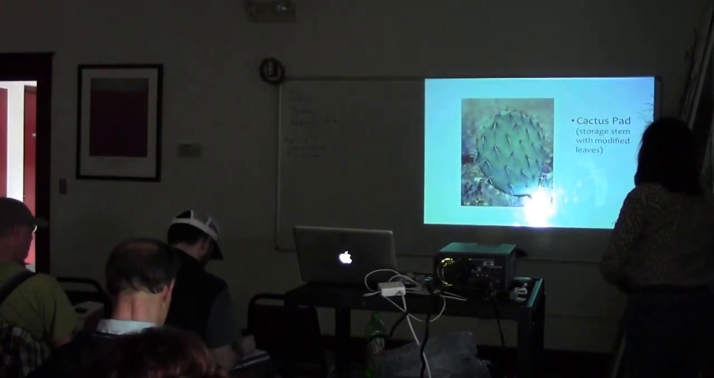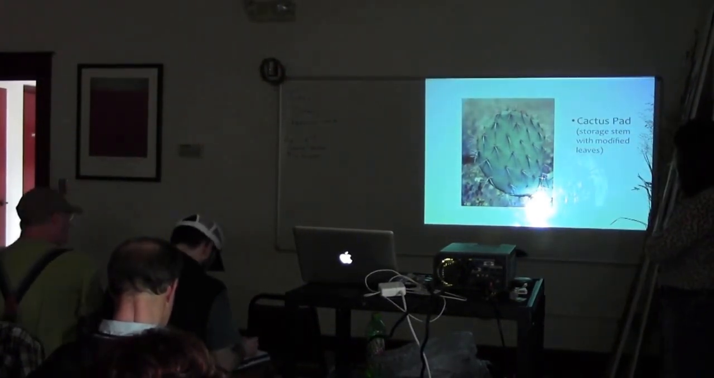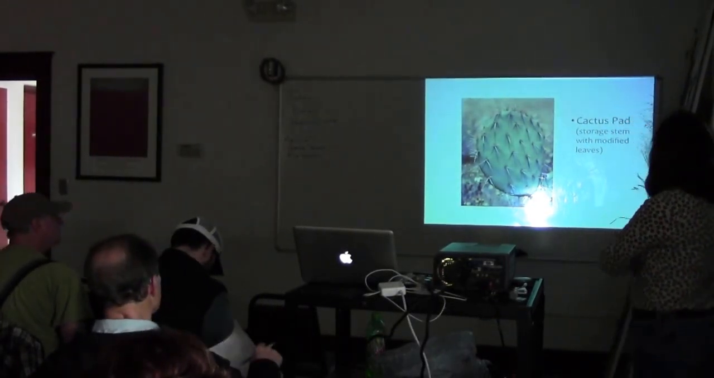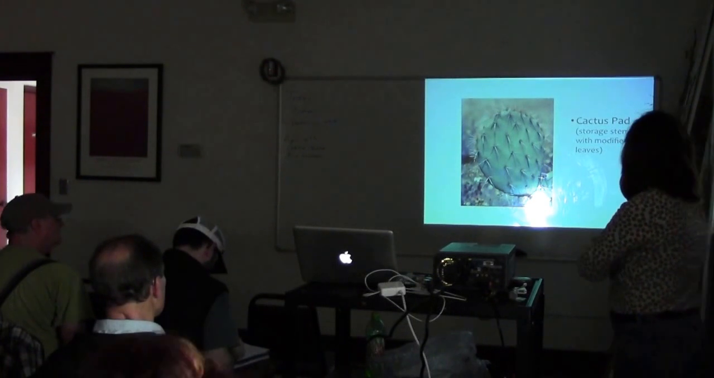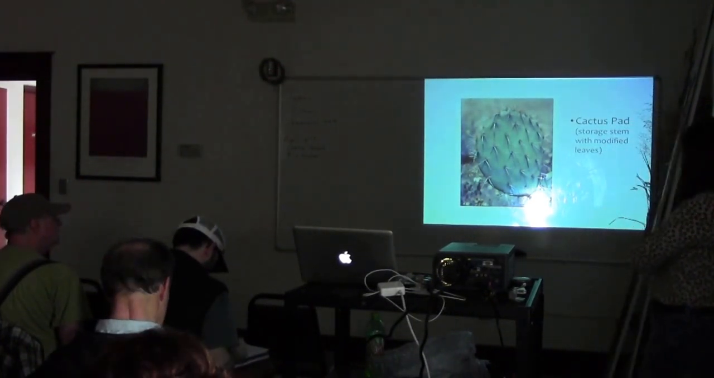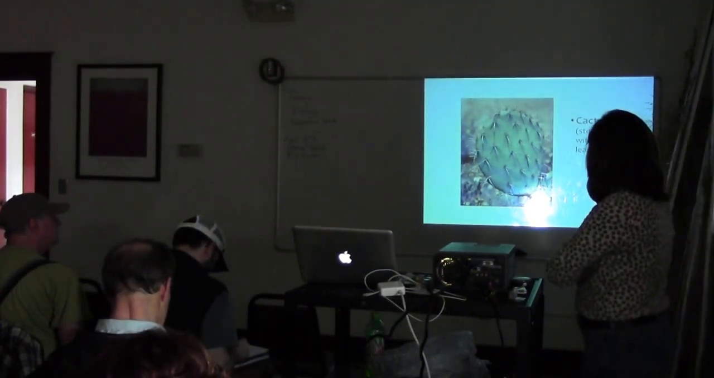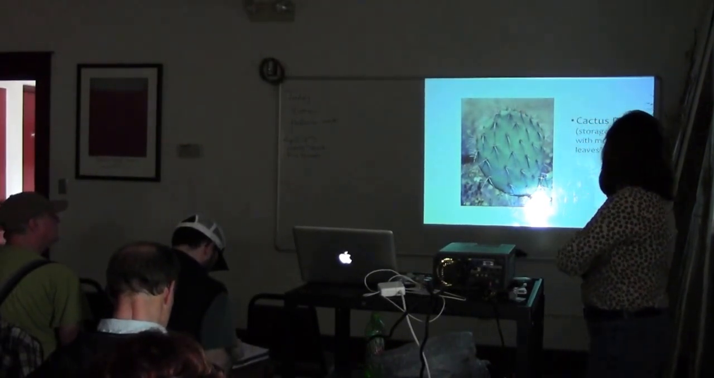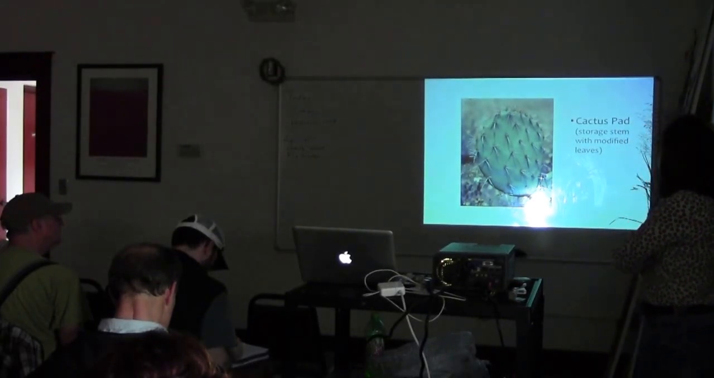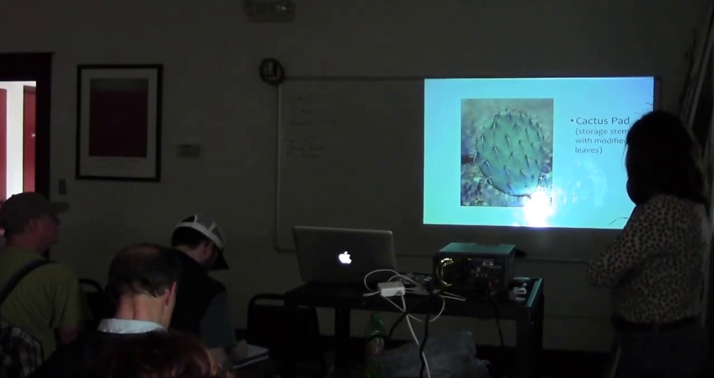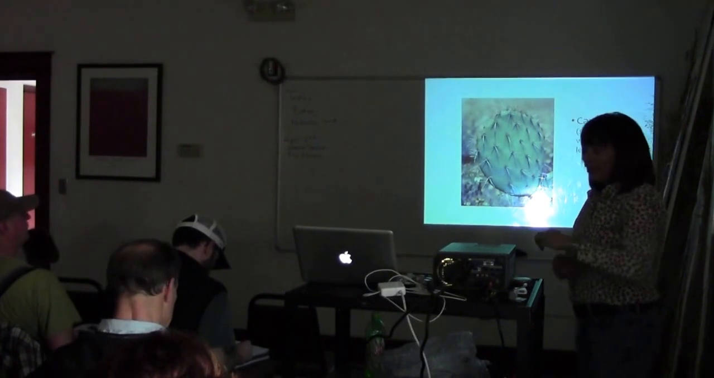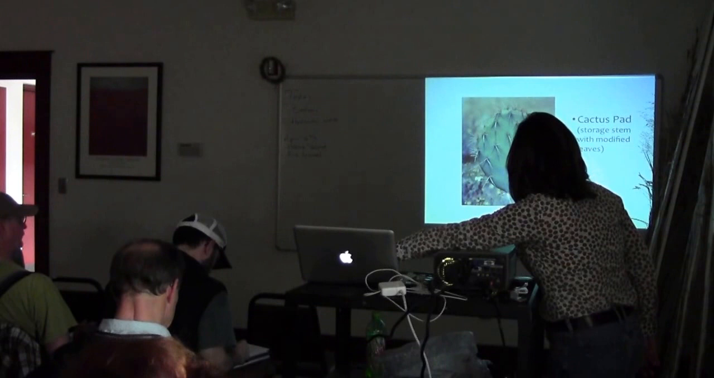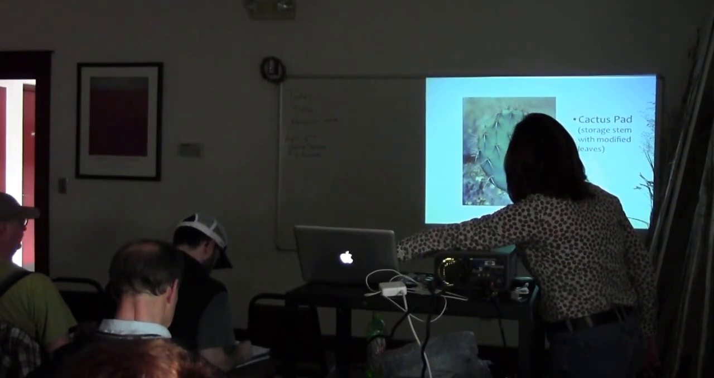Cactus. Cactus is interesting in that the photosynthetic structure of a cactus is actually its stem. Its leaves are the spines of the cactus. So the cactus pad is photosynthetic. The cactus leaves are protective. So what is the cactus pad trying to protect itself from? Things that want its moisture. Yeah, it's protecting itself from herbivores. Mule deer. People.